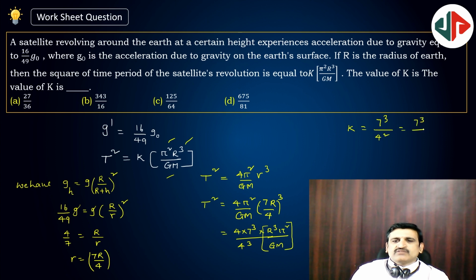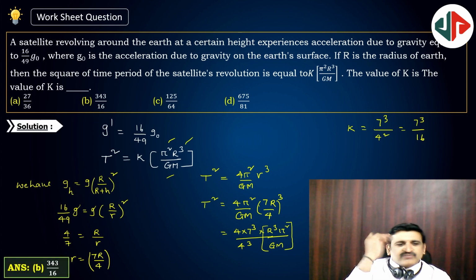7 cube by 4 square is... 4 fours are 16. Denominator 16, only one option. So use some sense. Don't waste your time in 7 into 7 into 7. 7 sevens are 49, everybody knows. So that is the thing. Yeah, option B.